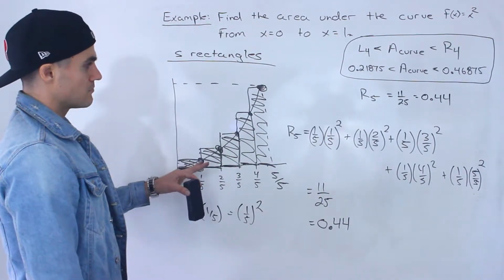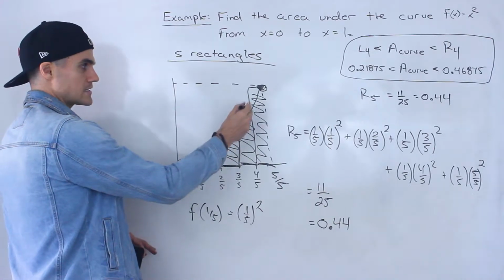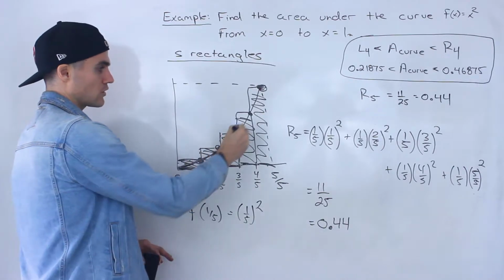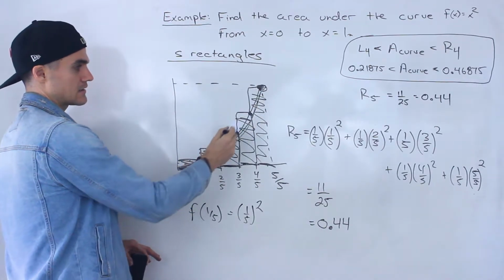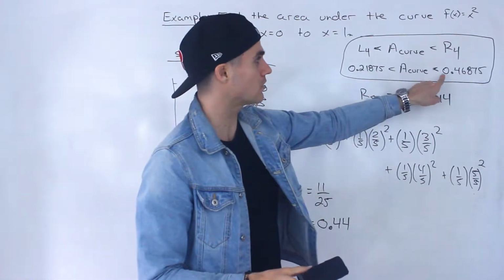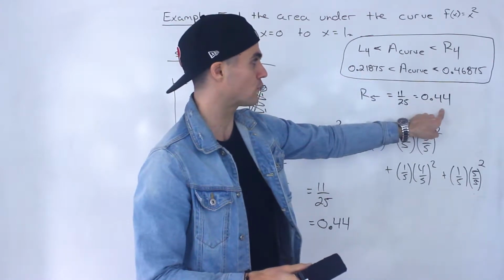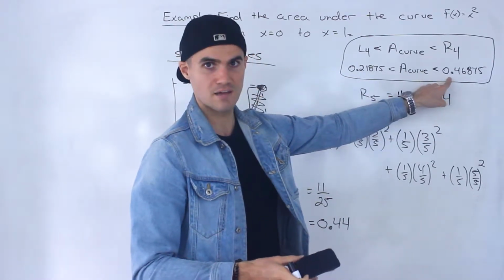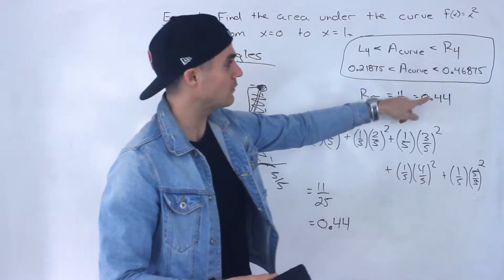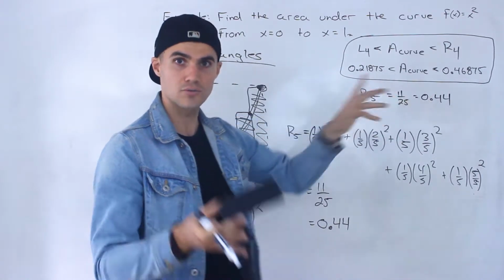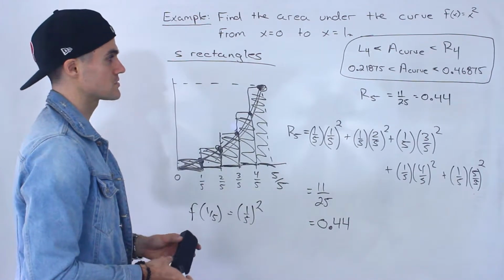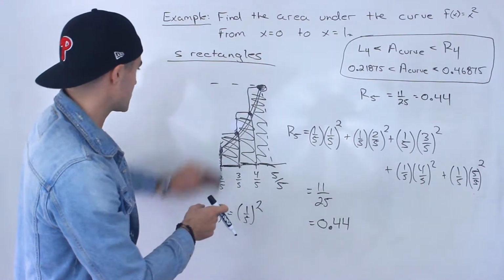Right, so notice that because we're dealing with the right endpoints, the area under the actual curve is going to be less than this area, right? As we showed with R4, but notice that R5 is smaller than R4. 0.44 is smaller than 0.46875. So here we knew the area under the curve has to be less than this, but now we know the area under the curve has to be less than that. So notice we're tightening up that interval, and it's because we're using more rectangles. So we have an expression for R5. Let's do L5.